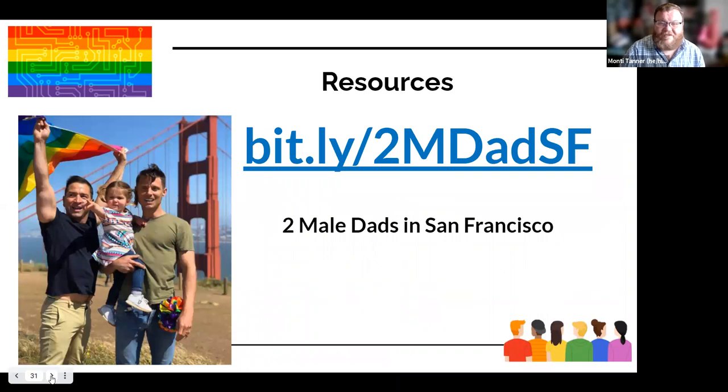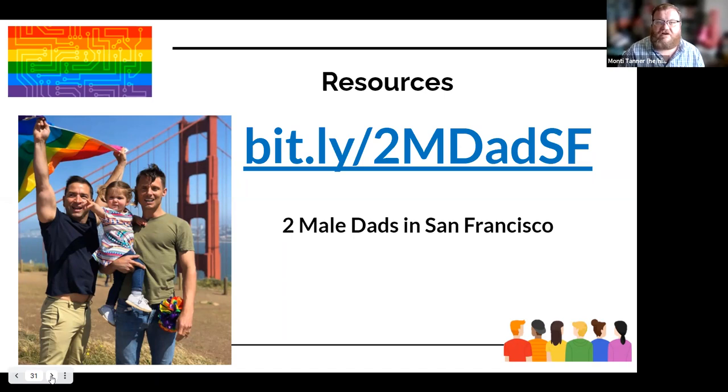All right, so resources. Oh my goodness, so many resources. If you're familiar with Bitly, it is a URL shortener. You put your Google Doc, your website, whatever in there, you shorten it down and it gives you about a six or seven character code.